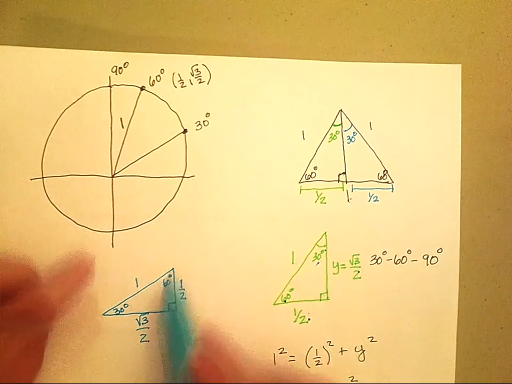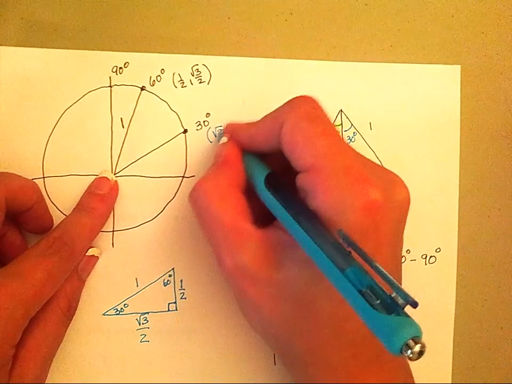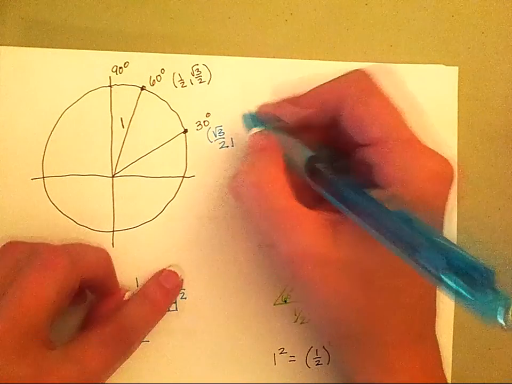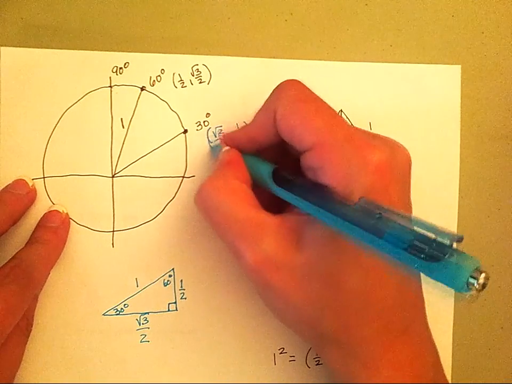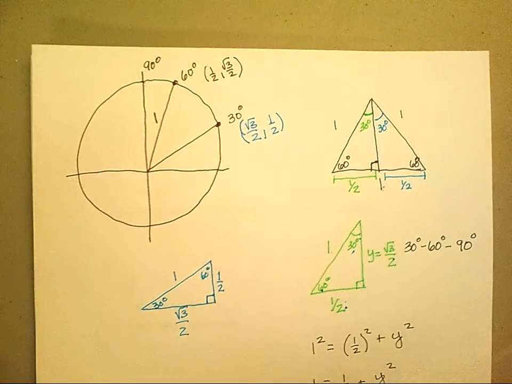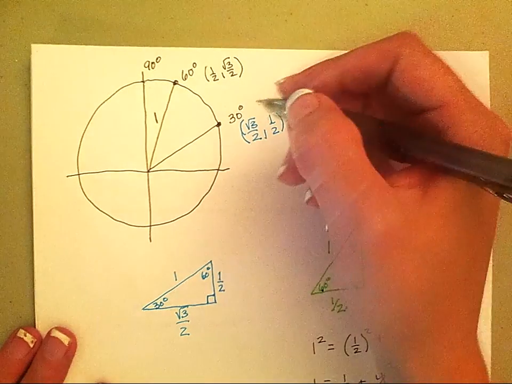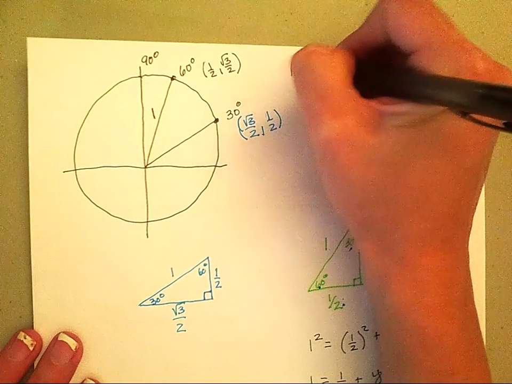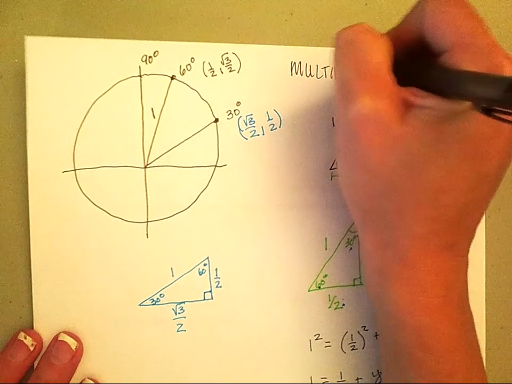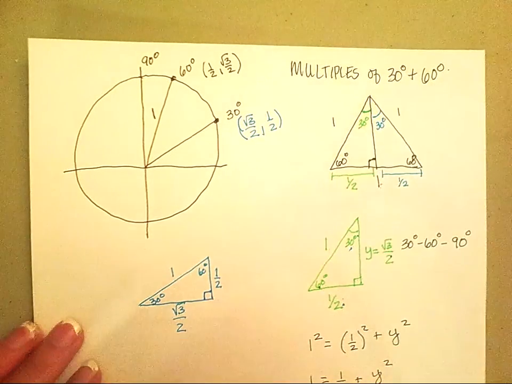So what that means is if I picked this up and put it inside of here, I would have gone square root of 3 over 2 in the x, and then up 1/2 in the y. So this is why the 30, 60, 90 triangle is very easy for us to work with. Okay. So now let's put in the multiples of 30 degrees and 60 degrees.